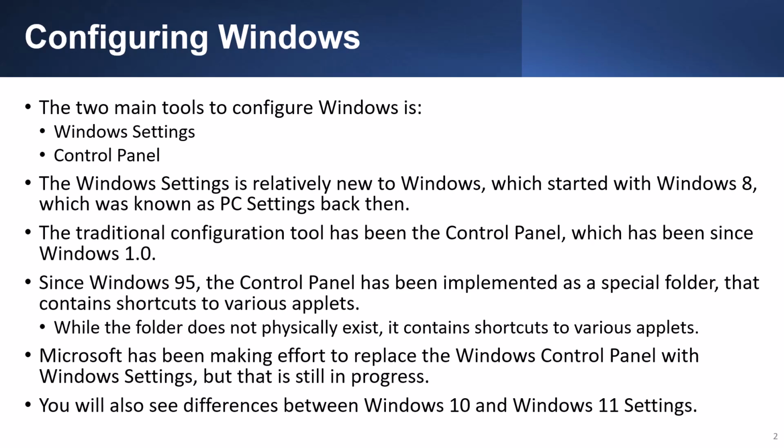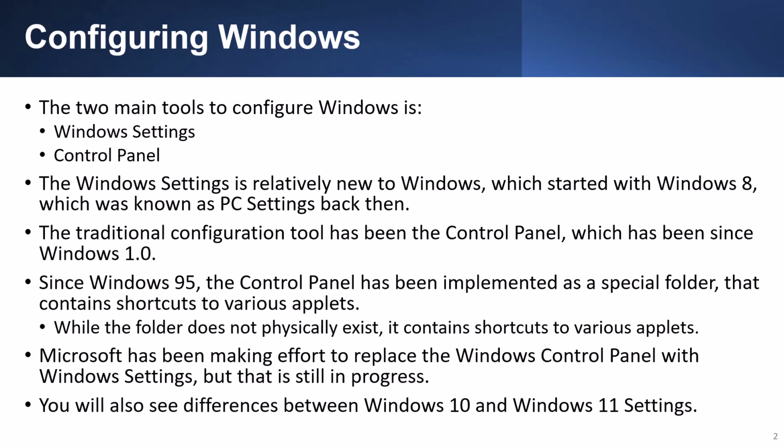The two main tools to configure Windows are Windows Settings and Control Panel. Windows Settings is relatively new to Windows, which started with Windows 8, where it was known as PC Settings. The traditional configuration tool has been Control Panel, which has been used since Windows 1.0. Since Windows 95, the Control Panel has been implemented as a special folder that contains shortcuts to various applets. While the folder does not physically exist, it contains shortcuts to various applets.